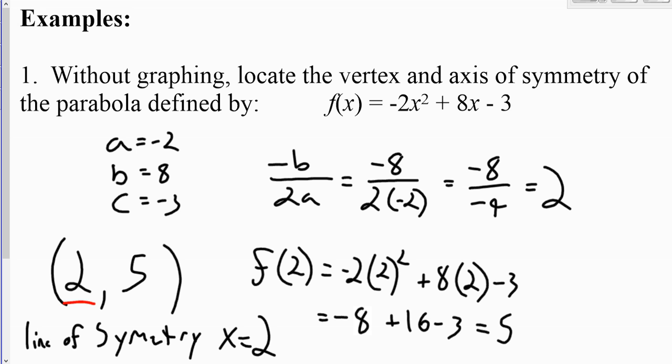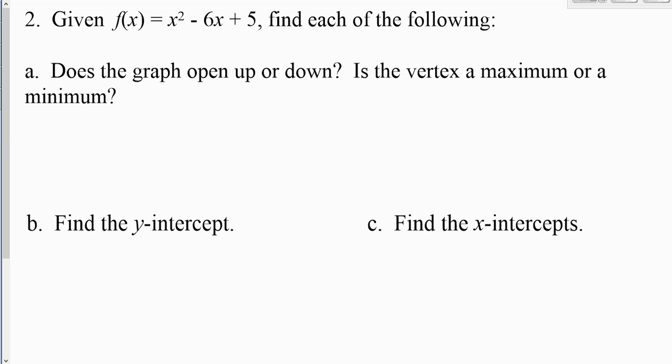All right, let's look at another example here. For this one, we're going to do a couple of steps, eventually graphing this function by hand. So, x squared minus 6x plus 5. Does the graph open up or down? Is the vertex a maximum or minimum? Well, my a value, there's a 1 here, so a is greater than 0. Therefore it opens up, just like this. If it opens up, we have a minimum.